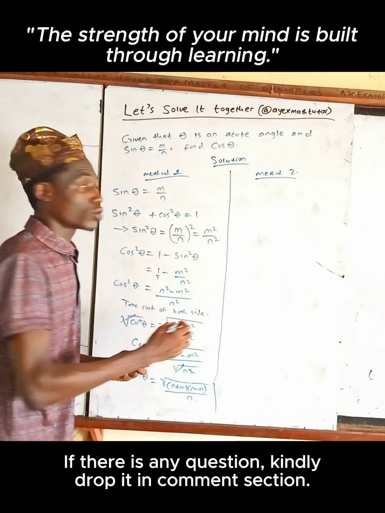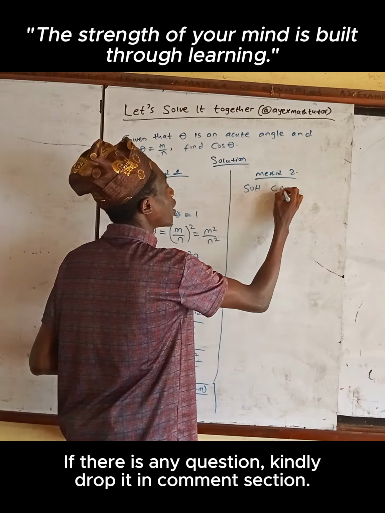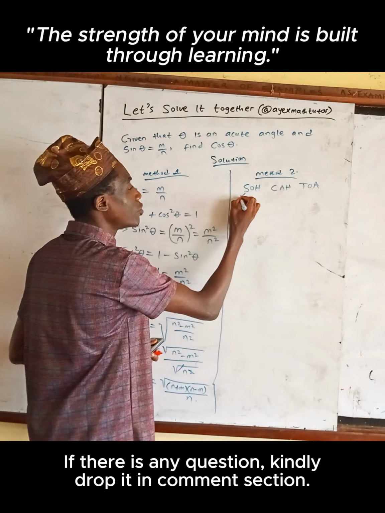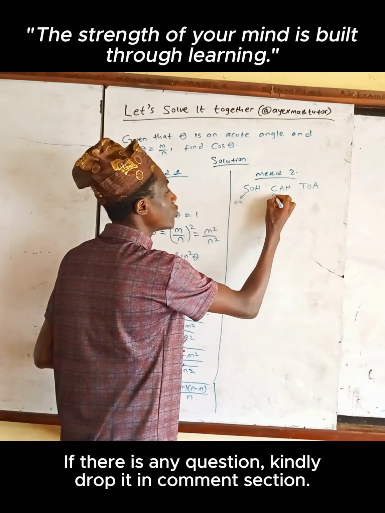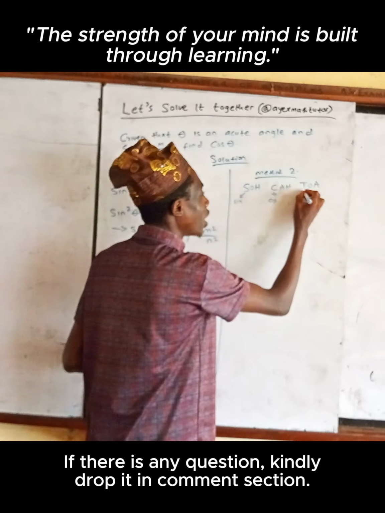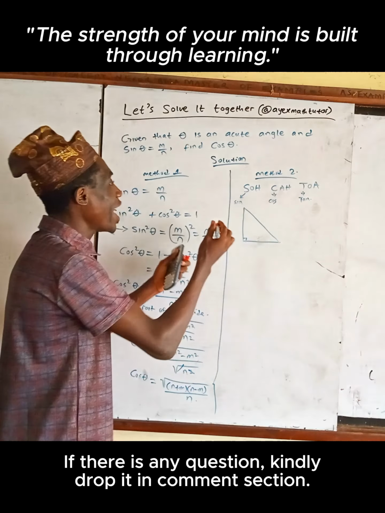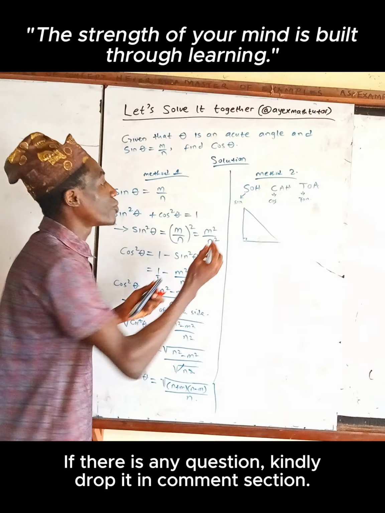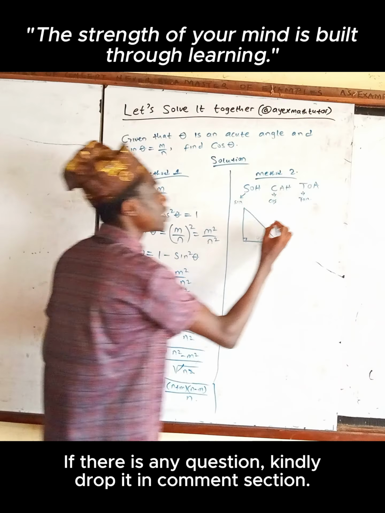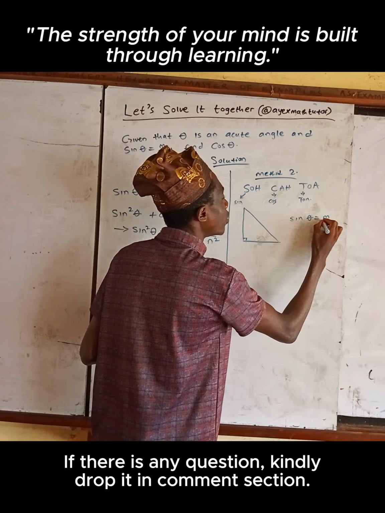Let's check the second method, which is from SOH CAH TOA. When dealing with SOH, we are dealing with sine. When dealing with CAH, we are dealing with cos. And when dealing with TOA, we are dealing with tan. I believe you can still recall this diagram. Your angle can be in any position. They now give us sine theta. Sine theta is equal to m over n.